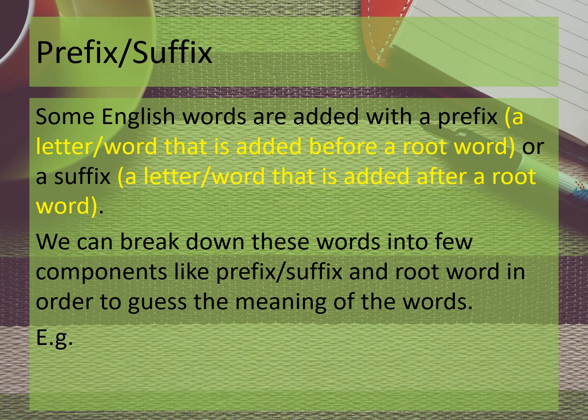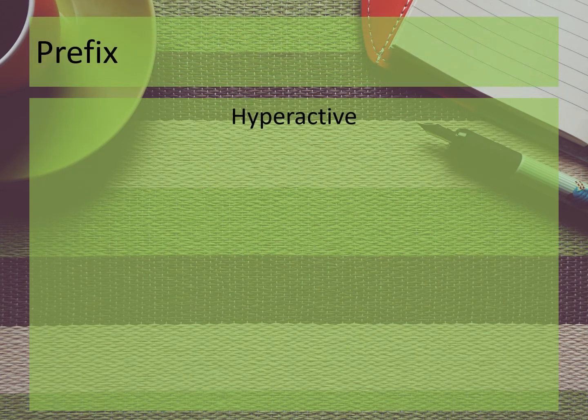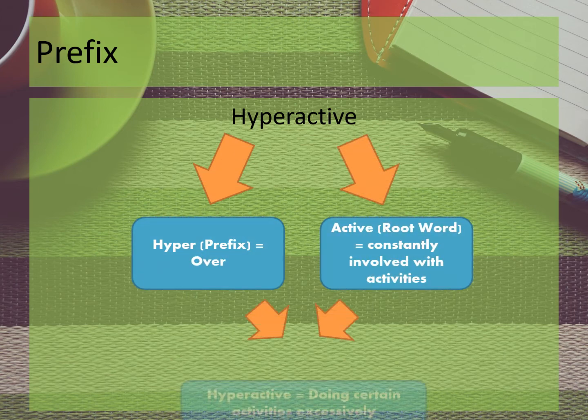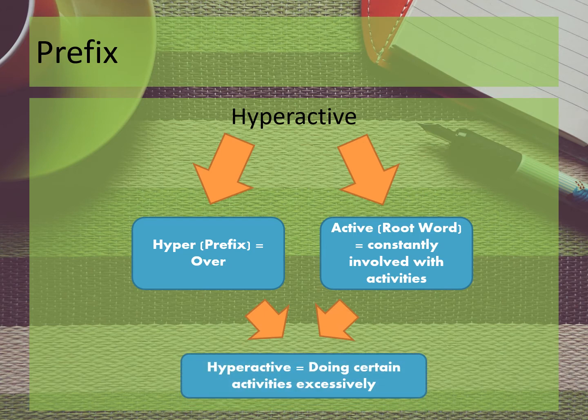Also, we can look at the prefix or suffix of certain words. So we can break down these words into a few components like prefix, suffix and root word in order to guess the meaning of certain words. I give an example. The word hyperactive consists of two words: the word hyper, which is a prefix, and the word active. You know, hyper means over.